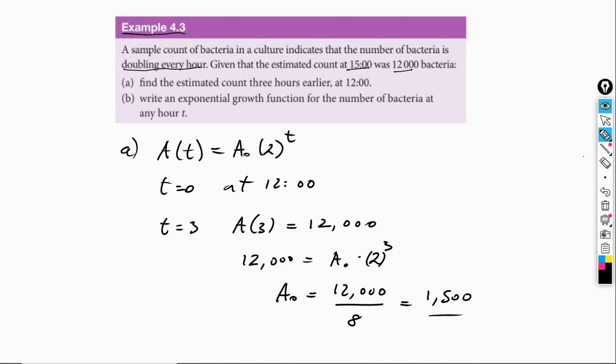For B, they want us to write an exponential growth function for the number of bacteria at any hour t. So that's just going to be substituting here, right? In other words, the amount of bacteria at any hour t is going to equal 1,500, which is the initial amount. We take that as the starting point, times 2 to the power of t.